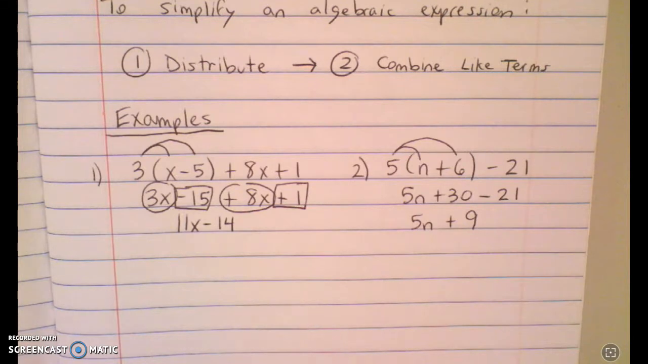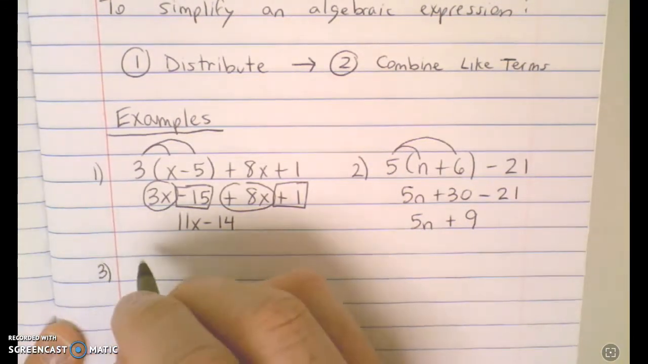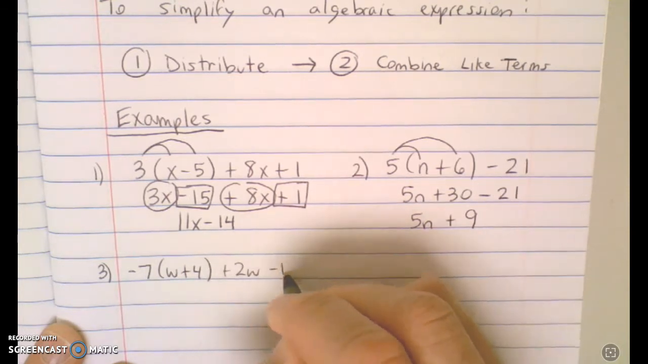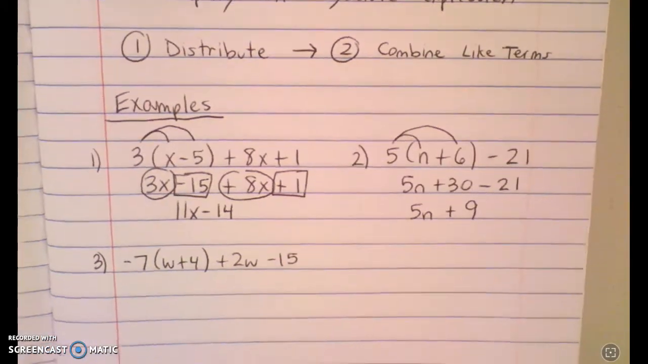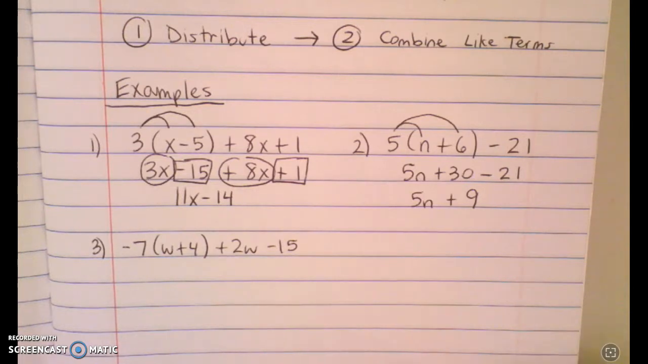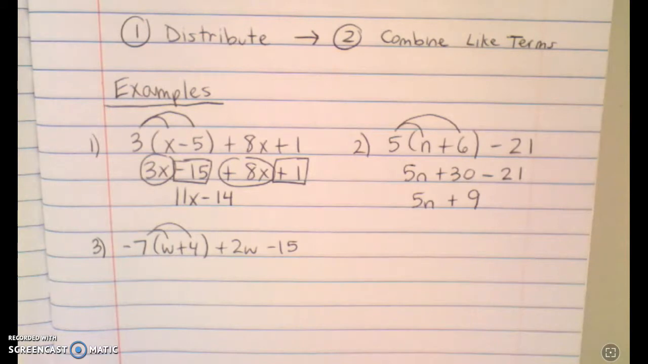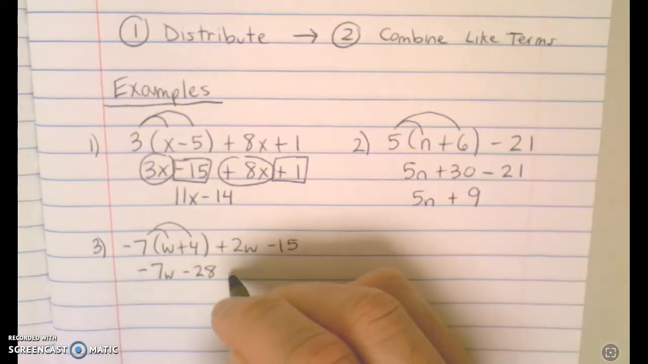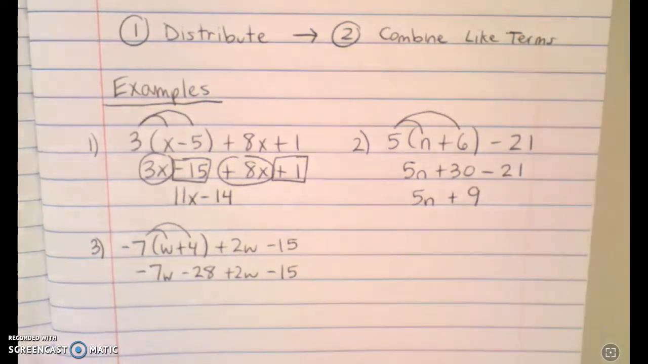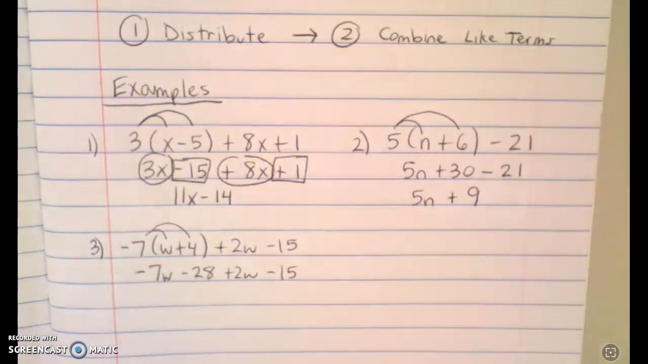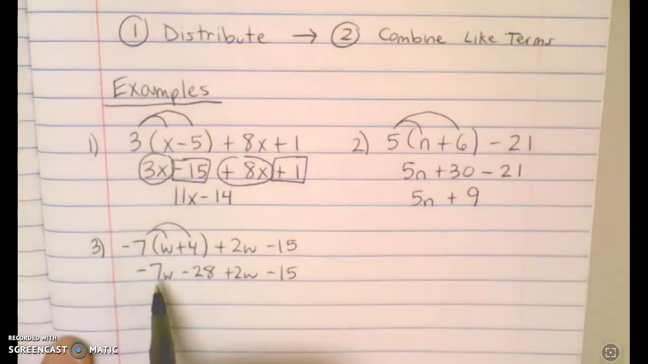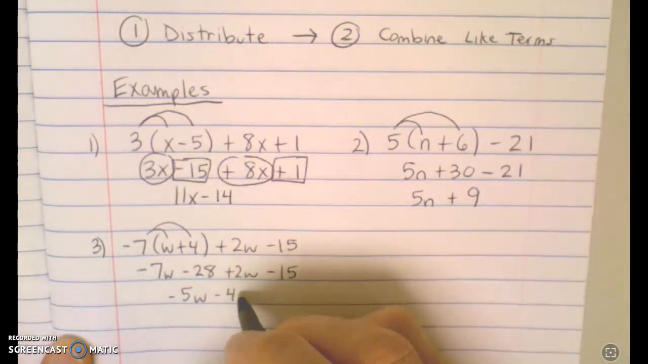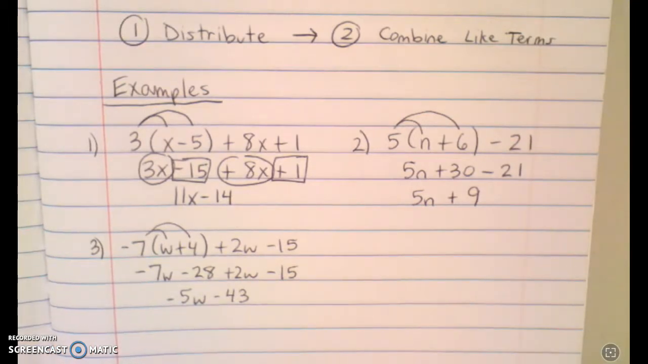Let's look at two more examples. We have negative 7 parentheses w plus 4, plus 2w minus 15. So we're going to take that number in front of the parentheses and distribute. So negative 7w minus 28, remember be careful with the negatives, plus 2w minus 15. So I only distribute to inside the parentheses, and now I combine like terms. Negative 7w and 2w is negative 5w, and negative 28 minus 15 is negative 43. And then those are not like terms, so I do not combine them, and I'm done.